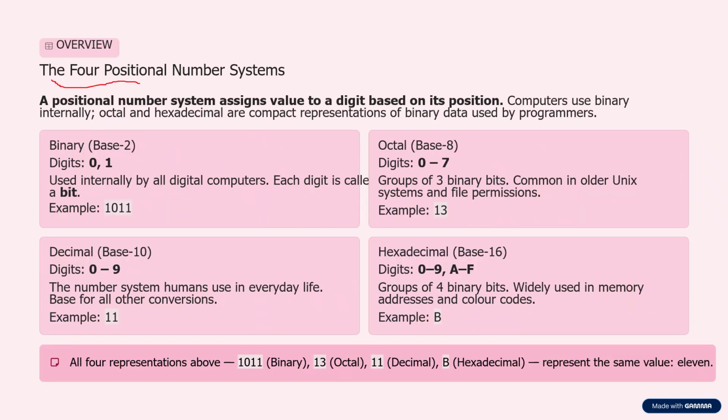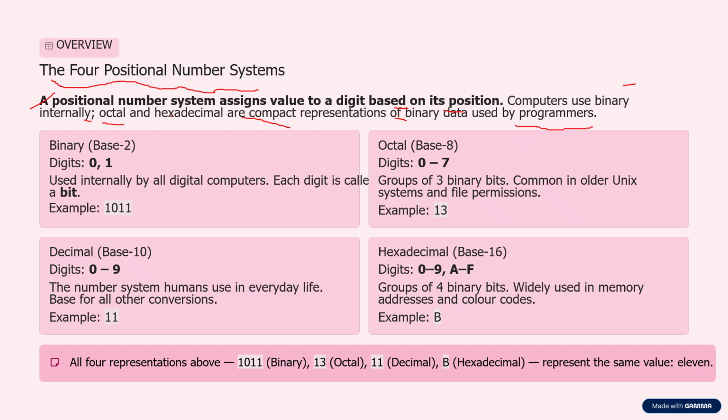The four positional number systems. A positional number system assigns value to a digit based on its position. Computers use binary internally. Octal and hexadecimal are compact representations of binary data used by programmers.